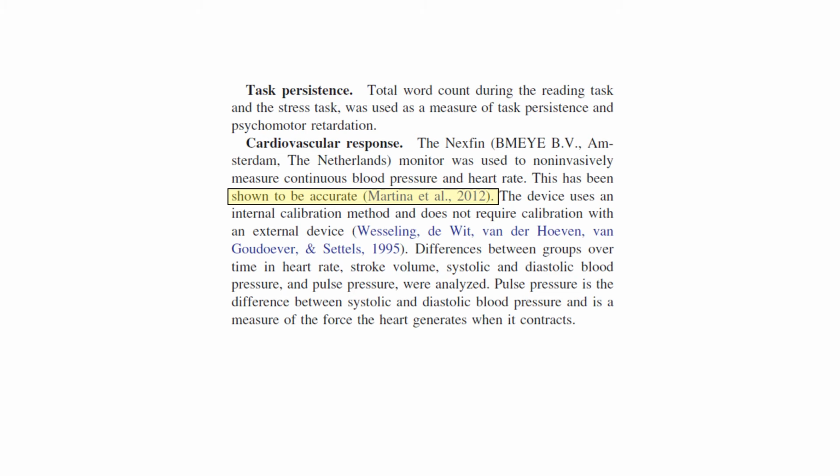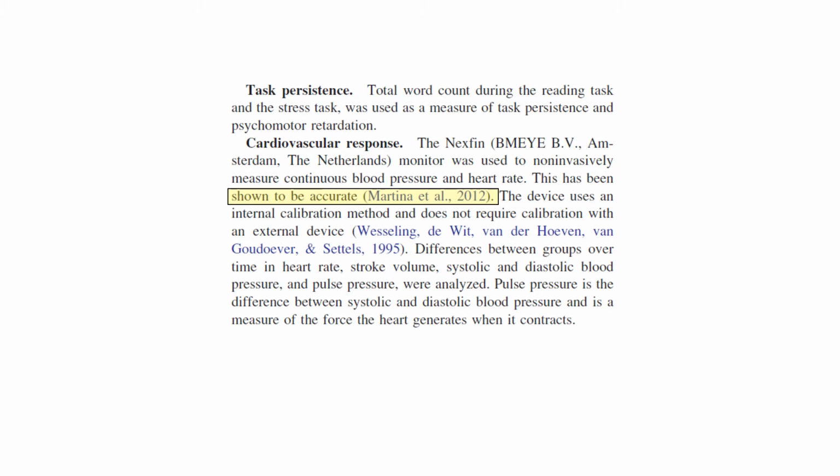Task persistence and cardiovascular response are quite a bit different than what we've looked at so far. One thing that might jump out at you right away is that the explanation of task persistence is pretty short compared to the others. It's only one sentence. It also doesn't include any of the signals about reliability and validity that we saw for the other measures. I'll explain more about what that means in another recording. For now, I just want to point it out in case it seems like you're missing something.